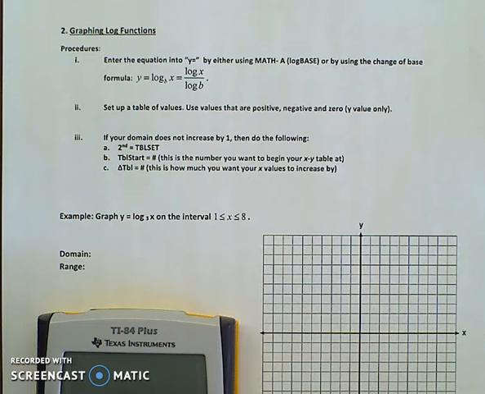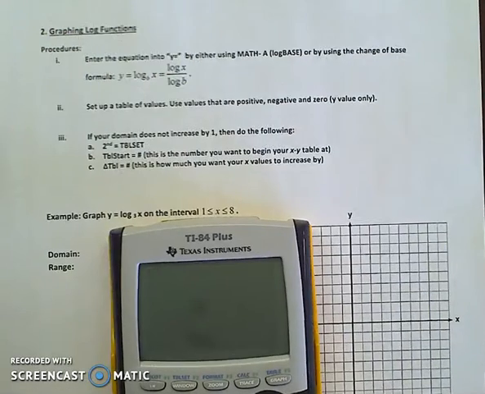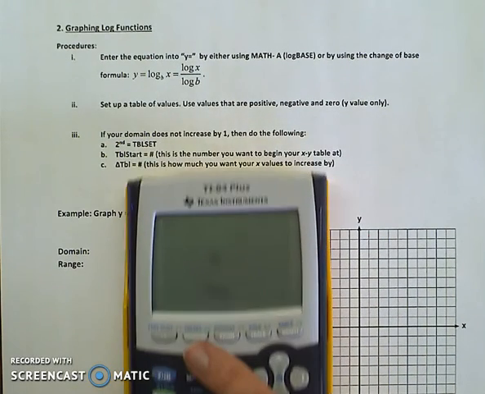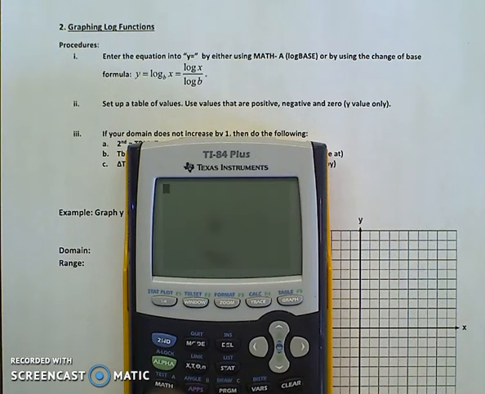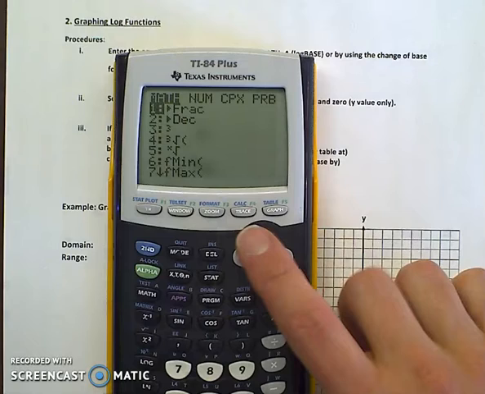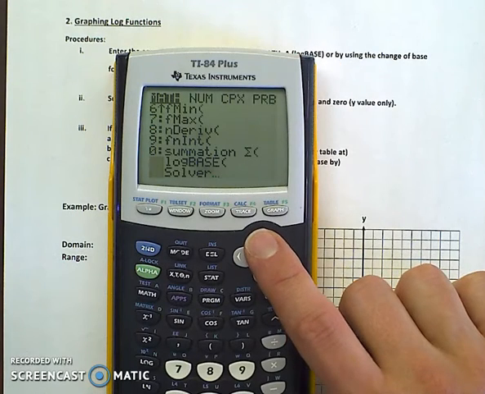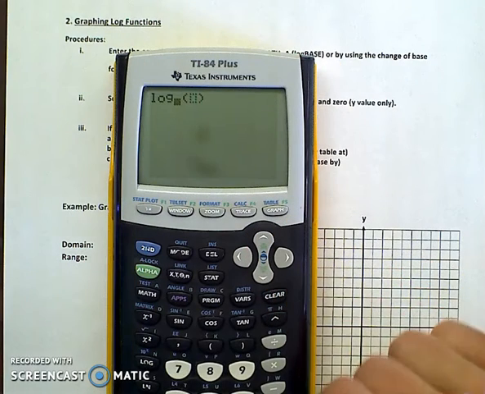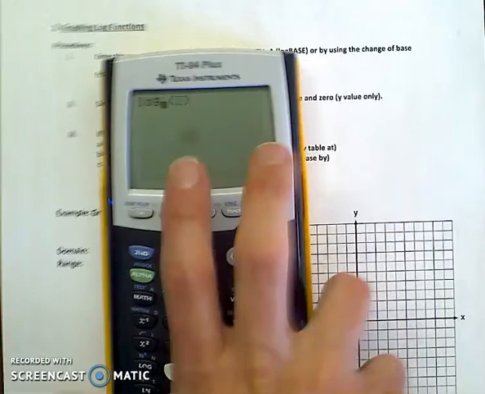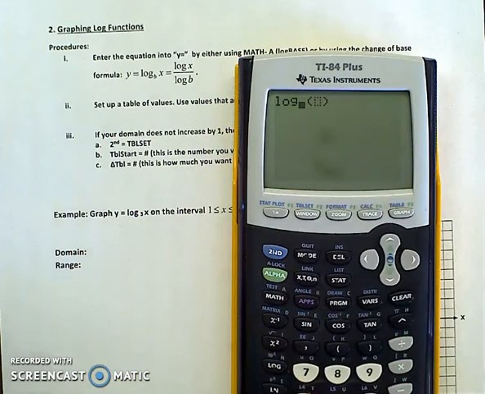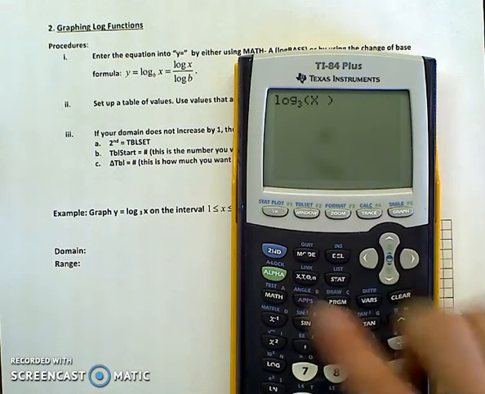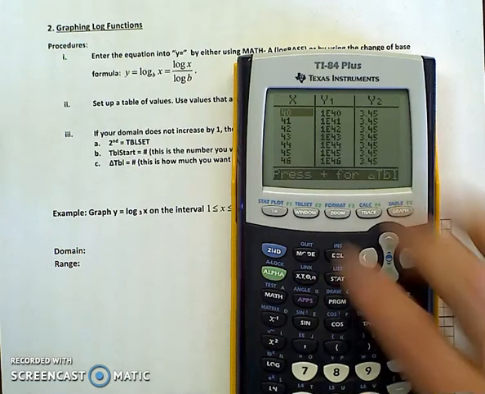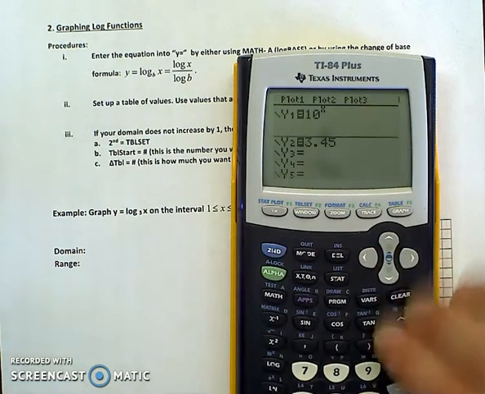Switch gears a little bit here and do graphing logarithms. It's actually much easier to graph logarithms than you think. You're going to hit the math button right here. You're going to scroll up. See how it says log base? Hit enter. And there it is. So in this case, you're going to do log base 3 of x. So 3 there. Scroll over x. Hit second graph. That would have helped if I put in the y equals that. Let's try that again.